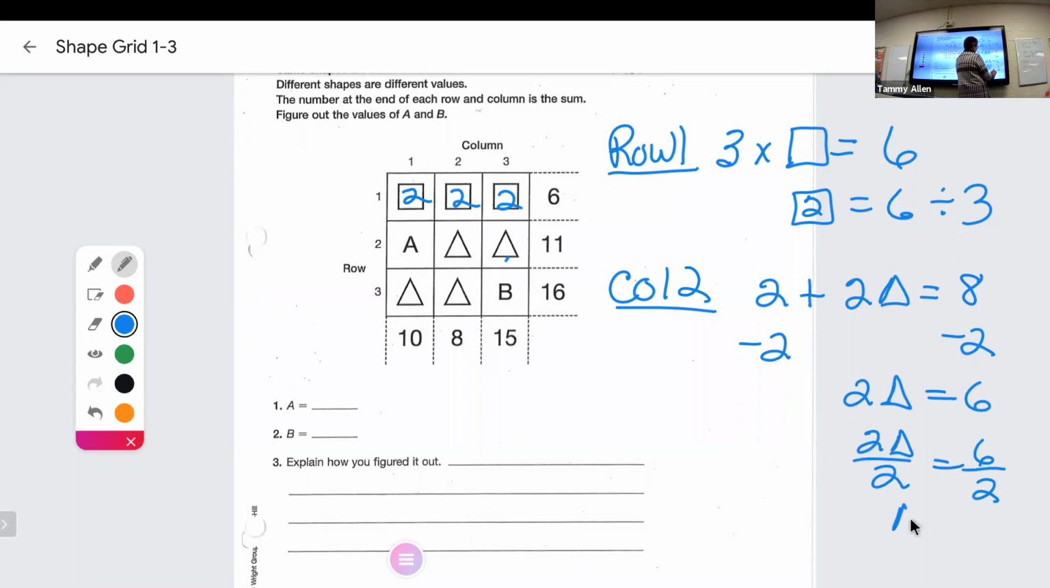So the triangle is equal to 3. Okay? That makes sense? Because 2 divided by 2 is 1, and 1 times the triangle leaves us with the triangle. Does that make sense? Okay? So the triangle is equal to 3 everywhere. Right? Does that make sense? Okay?